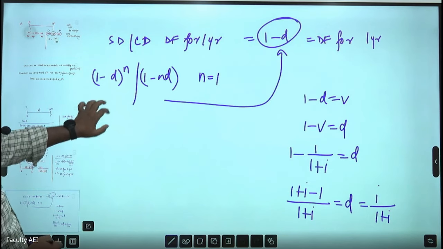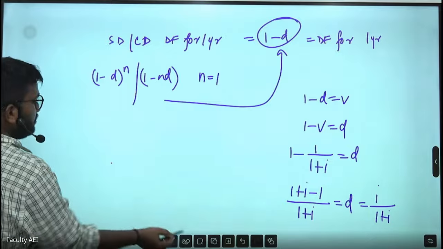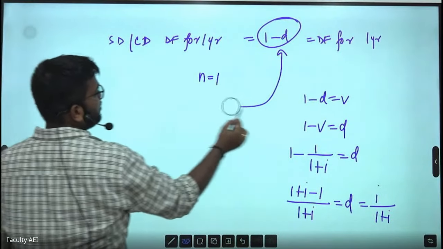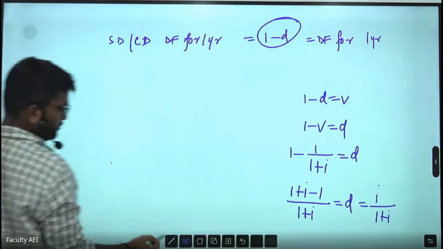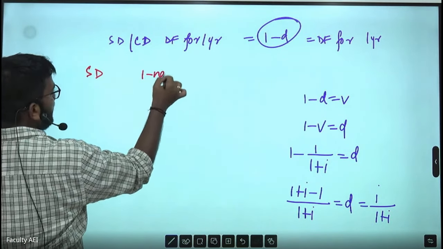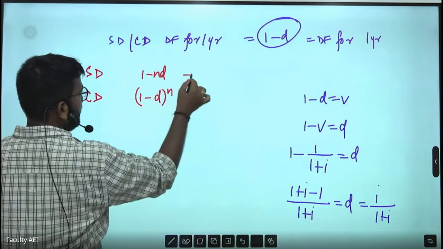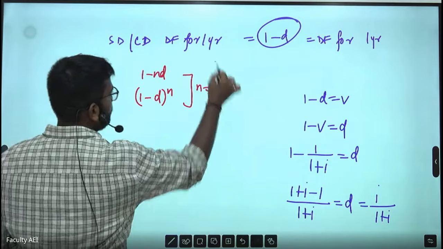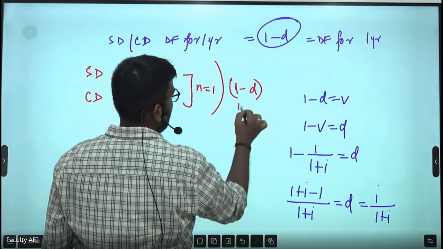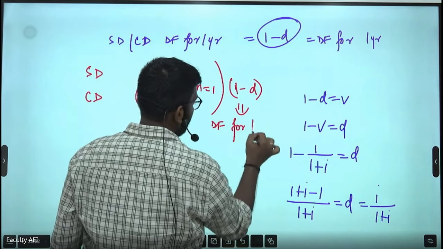What I meant was that either it's simple discount or it's compound discount. In both the cases, I'll write it properly now. So in case of simple discount, 1 minus nd. In case of compound discount, 1 minus d to the power n. You put n equal to 1. In both the cases, you get 1 minus d. And what is this 1 minus d? Discounting factor for 1 year.